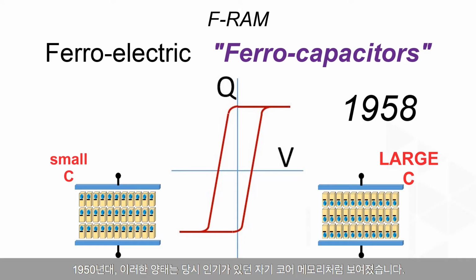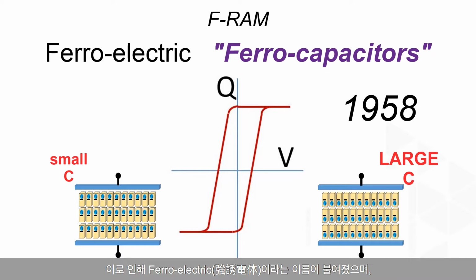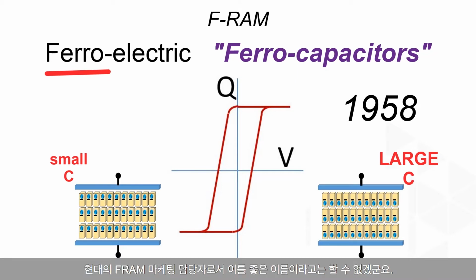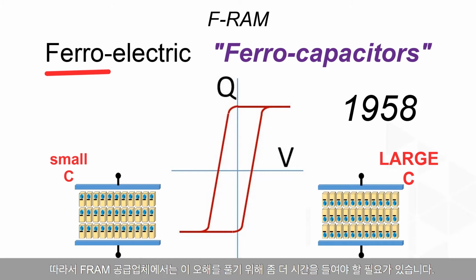Back in the 1950s, that behavior looked like the iron core memories that were popular back then. So it was named ferroelectric, and FRAM capacitors were named ferrocapacitors. Not the best name if you are a marketer for FRAMs today, since FRAM has no iron in it and magnets don't affect it. That's an MRAM problem, so FRAM suppliers have to spend time constantly correcting this misunderstanding with their customers.